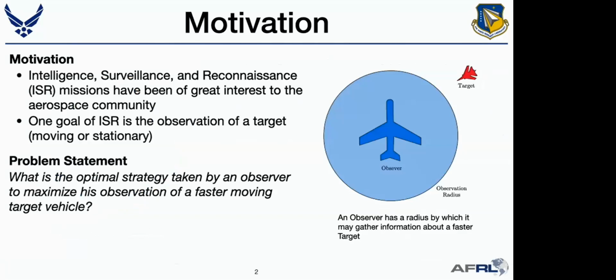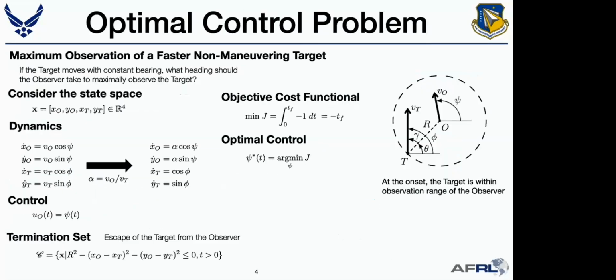The problem statement that we're after is what strategy the observer should take to maximize his observation, or encompassing of the target inside his observation radius, for as long as possible when he is slower than his target. By considering a constant velocity scenario where the observer's and the target's velocities are held constant, the control is the heading of the observer. The optimal control is one which maximizes final time. Final time is defined at the instant the target leaves the observation radius.